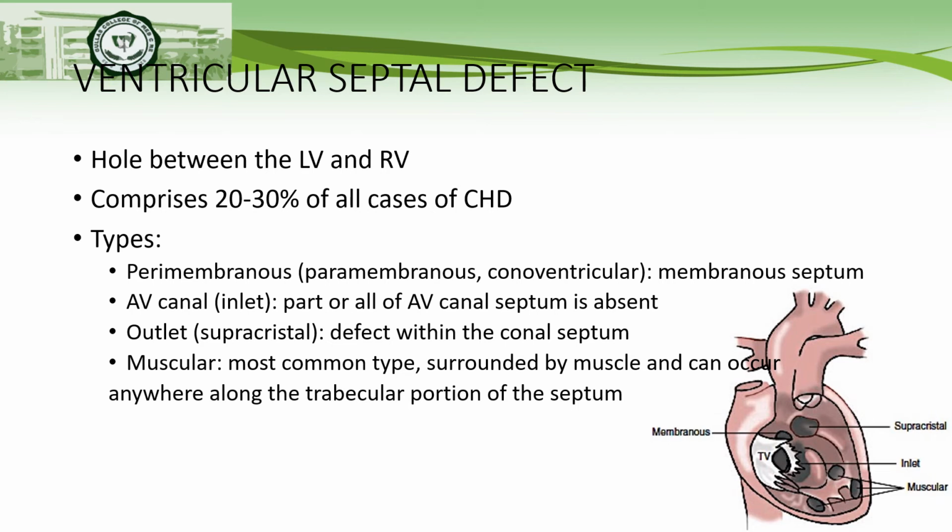Supracristal or outlet VSD results from a defect within the conal septum, while muscular VSDs may lie in four locations: the anterior, midventricular, posterior, or the apical. These are what you see in the picture. These are surrounded by muscle and can occur anywhere along the trabecular portion of the septum.